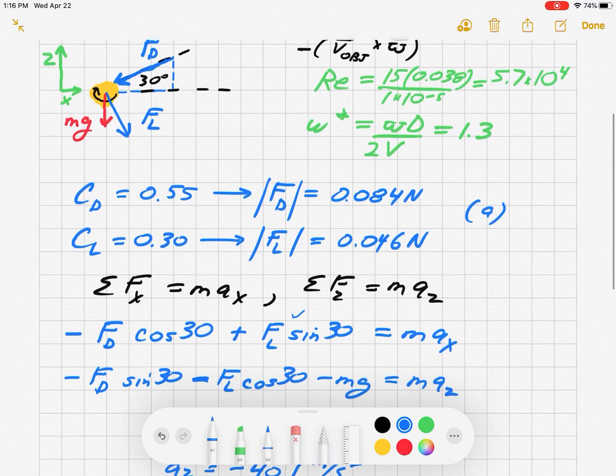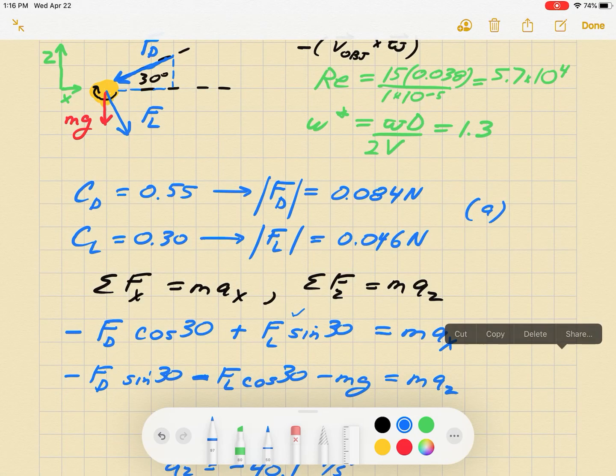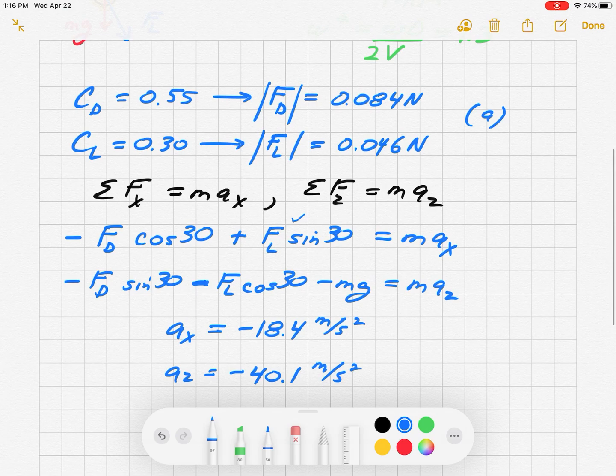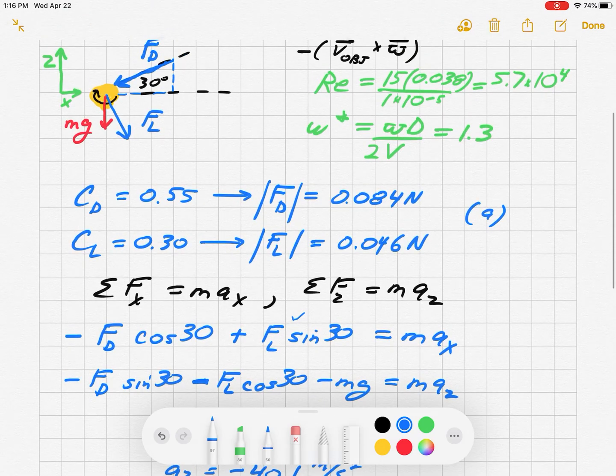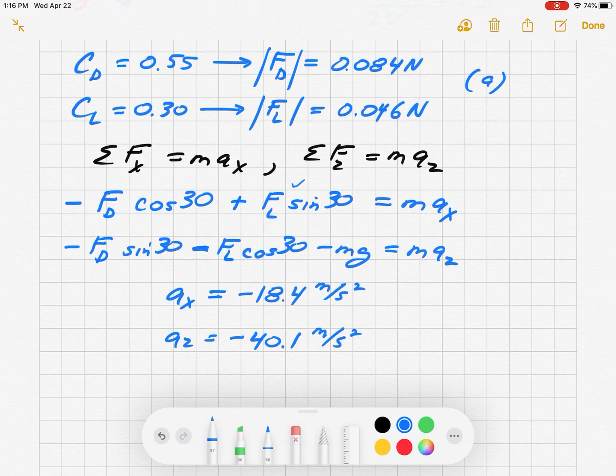I guess drag is almost double what lift is, and so the x component of the drag overwhelms the lift force. In the vertical direction, we have lift acting downward, we have drag acting downward, and then we also have gravity acting downward, and all those lead to a very negative acceleration. So it's accelerating at almost 4 Gs, 4 times gravity, with 40 meters per second squared in the downward direction, which is a lot, right?